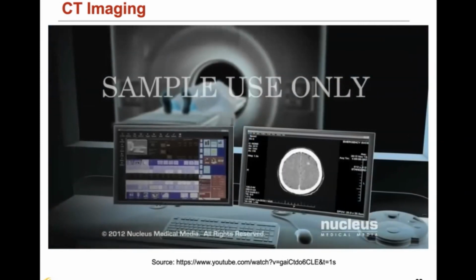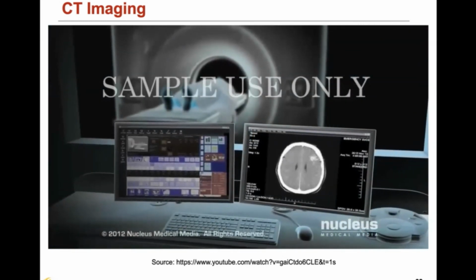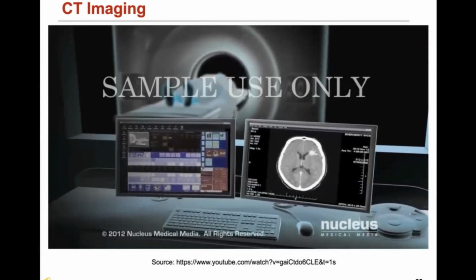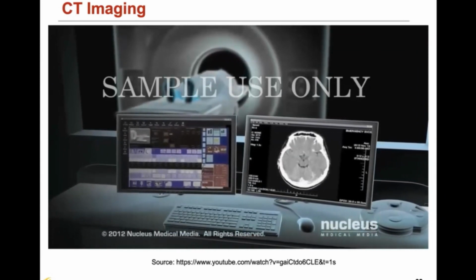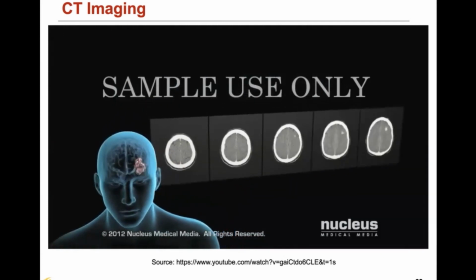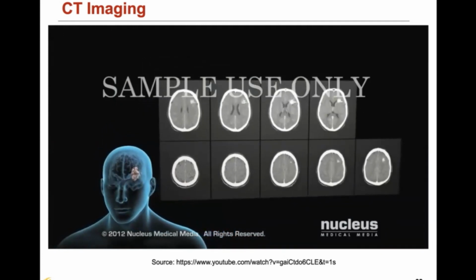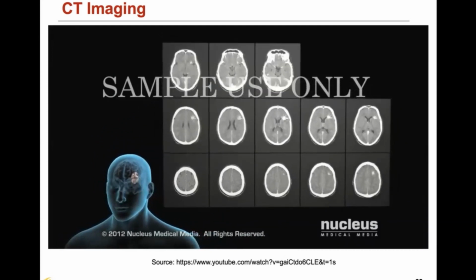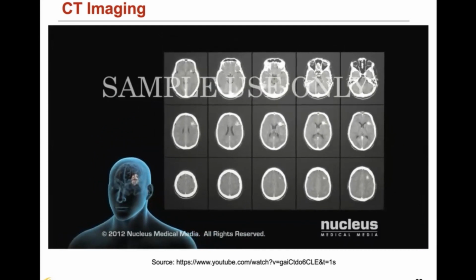The detectors will send data to a computer that will create cross-sectional images of the bones and soft tissues inside your body. The scan allows your doctor to see the location of a condition inside your body, which will help them decide how to treat it or to see how well your treatment is progressing.